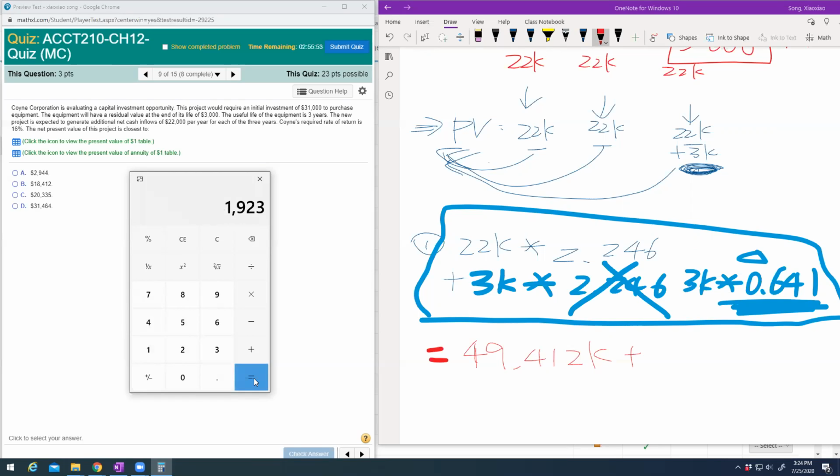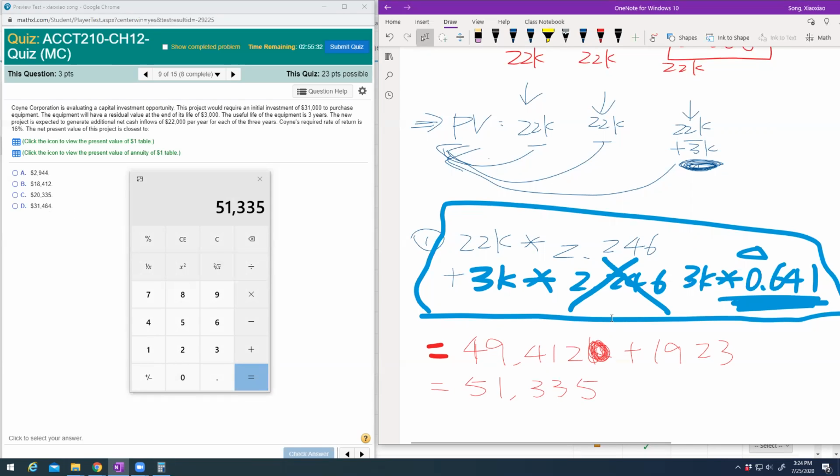Oh, this is not 1,000. I already calculated 1,000. Okay, plus 1,923. So what's the number? 49 for 12 gives me 51,300. Are we done? Do we have any choice? Hey, we don't have it. Okay, so we are not done. You know, we are not done because there is no other choice. Why are we not done?